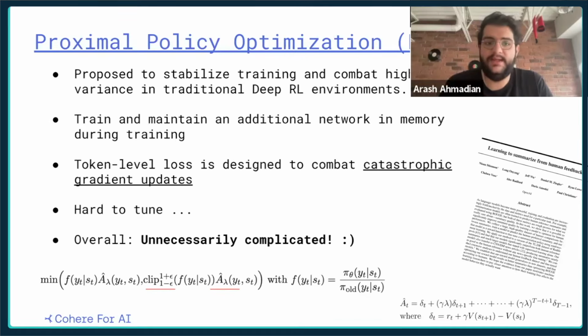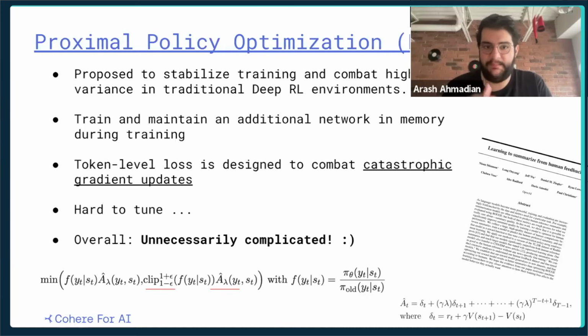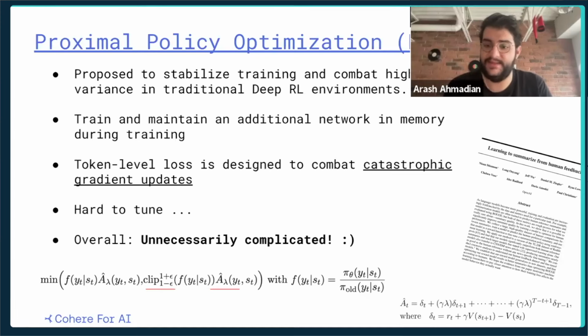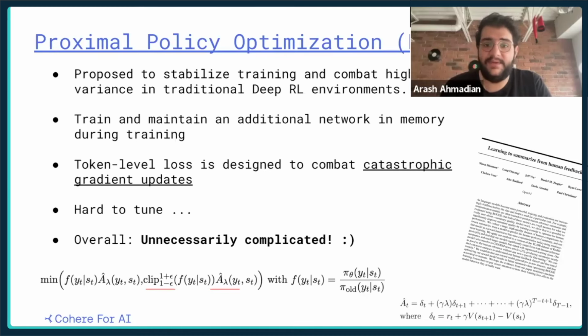But it requires training and maintaining an additional network in memory. And it also has a couple of components in its loss. You see the loss at the very bottom. It looks pretty complicated because it is. It is actually pretty complicated. So for the typical practitioner, it's actually not an extremely easy thing to tune.